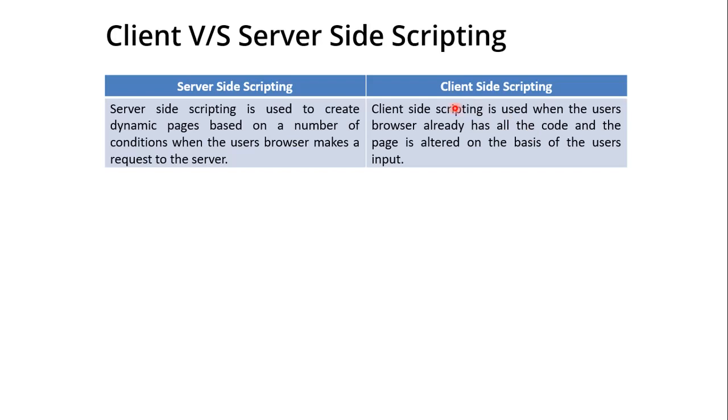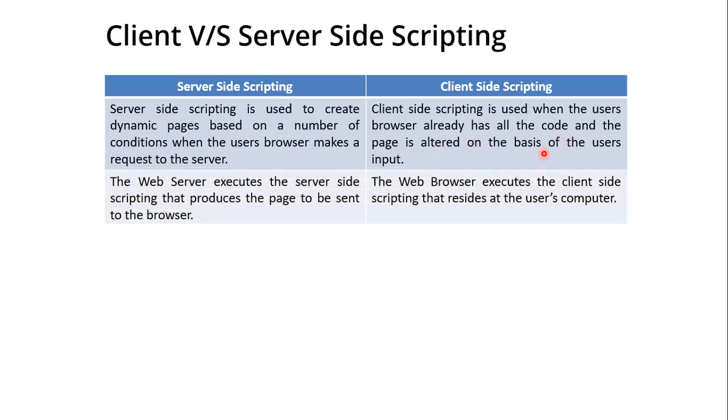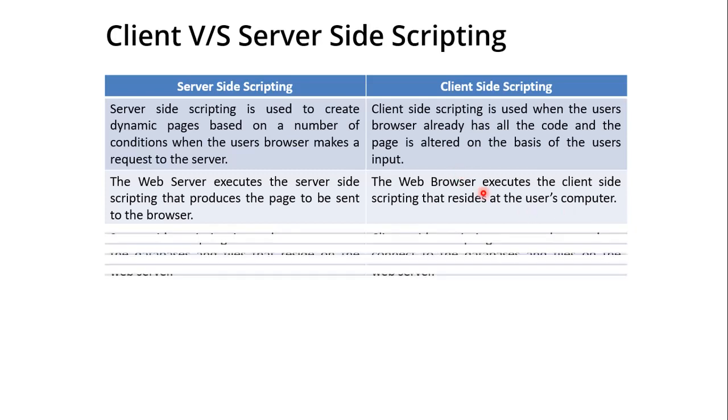Client-side scripting is used when the user's browser already has all the code and the page is altered on the basis of the user's input. The web server executes the server-side scripting that produces the page to be sent to the browser. So the web server executes the server-side scripting and produces the page to send to the browser. It will give the output to the browser. The web browser executes the client-side scripting that resides at the user's computer, as we send the request to the server using the web browser.